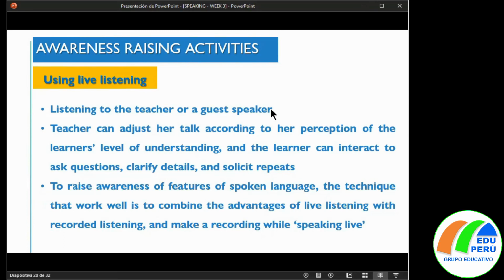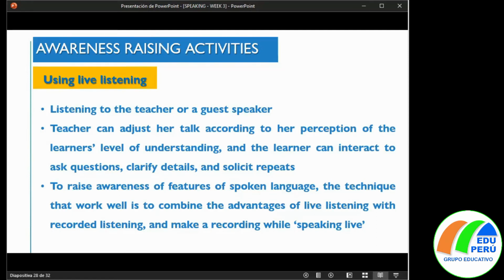To raise awareness of features of spoken language, a technique that works well is to combine the advantages of live listening with recorded listening, and make a recording while speaking live. So a mix. We can mix the live listening, your speech or a native speaker's speech, with recorded listening, that we usually use with the books, the material that is recorded and performed by some people. So we can mix.